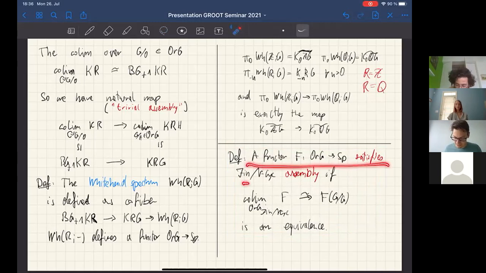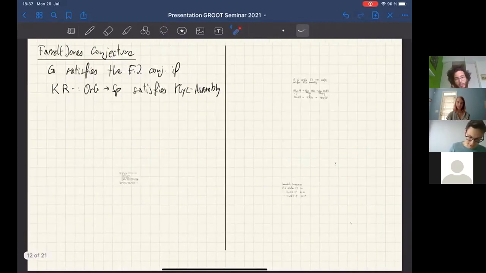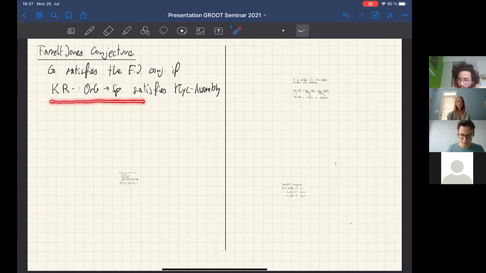A functor satisfies a finite or virtually cyclic assembly if this assembly map is an isomorphism or an equivalence, whether it's an isomorphism on homotopy groups. So let me now state the Farrell-Jones conjecture, which is that G satisfies the Farrell-Jones conjecture if this K-theory functor satisfies virtually cyclic assembly.